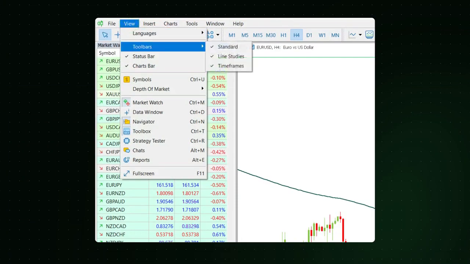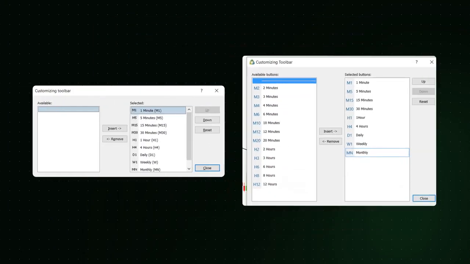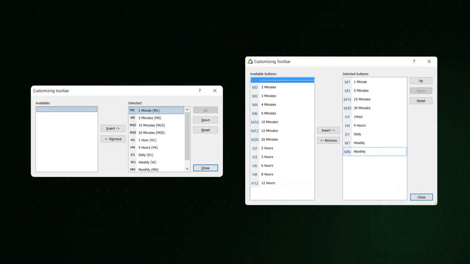MT4 offers only 9 standard time frames for chart analysis. MT5 provides 21 time frames, including displaying non-standard time frames like 2-minute or 12-hour charts.